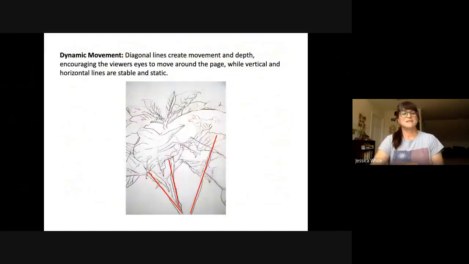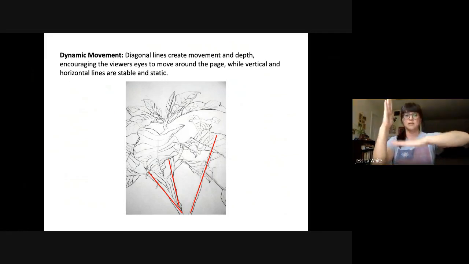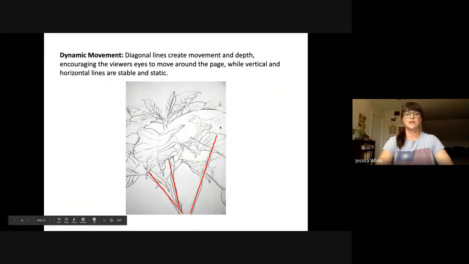So let's talk a little bit about dynamic movement. There's a tendency for diagonal lines to create movement and depth, which encourages the viewer's eyes to move around the page, while vertical and horizontal lines are very stable and static. So here is an example where the leaves kind of come shooting out from the base of the page, creating sort of a burst forward and out.